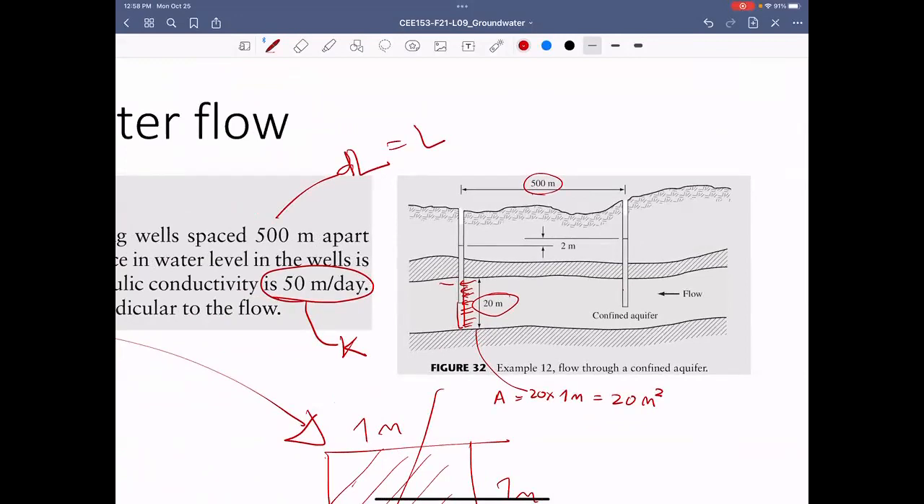So think of this imaginary thing. Think of the well as a rectangular well, not circular. Then it becomes easier. One width is 1 meter, across the diameter is 1 meter, and then the depth is basically whatever the aquifer is.